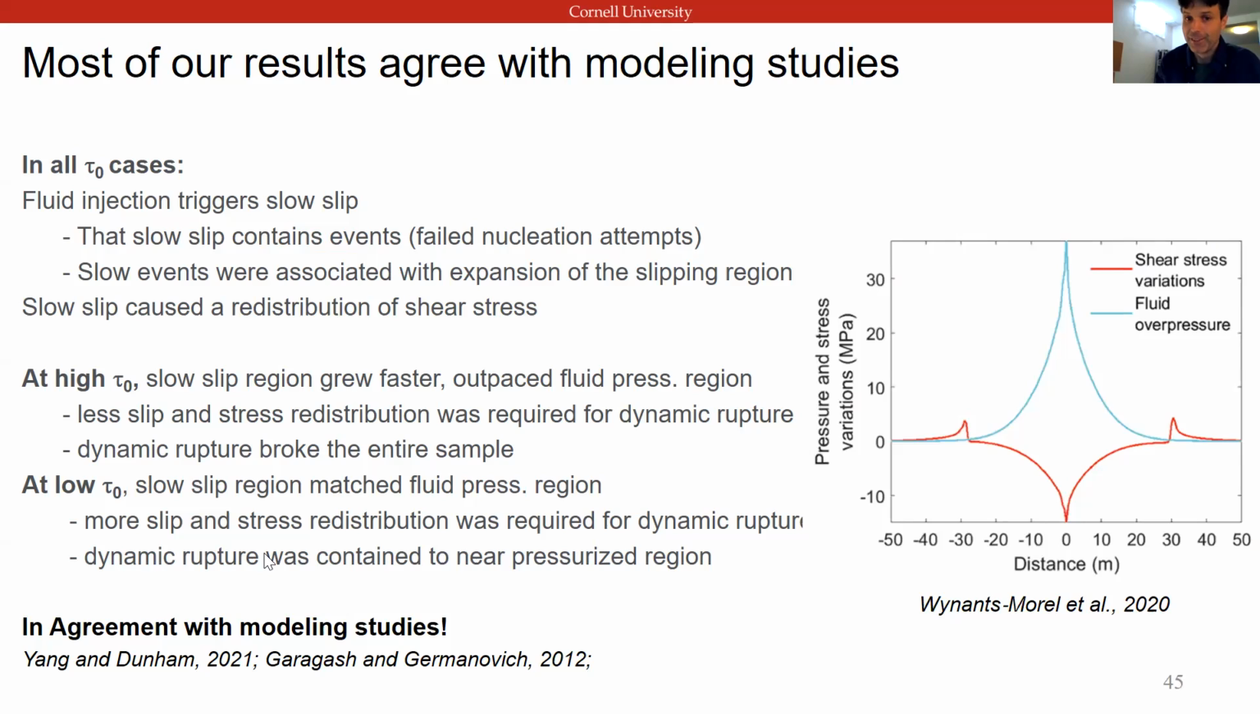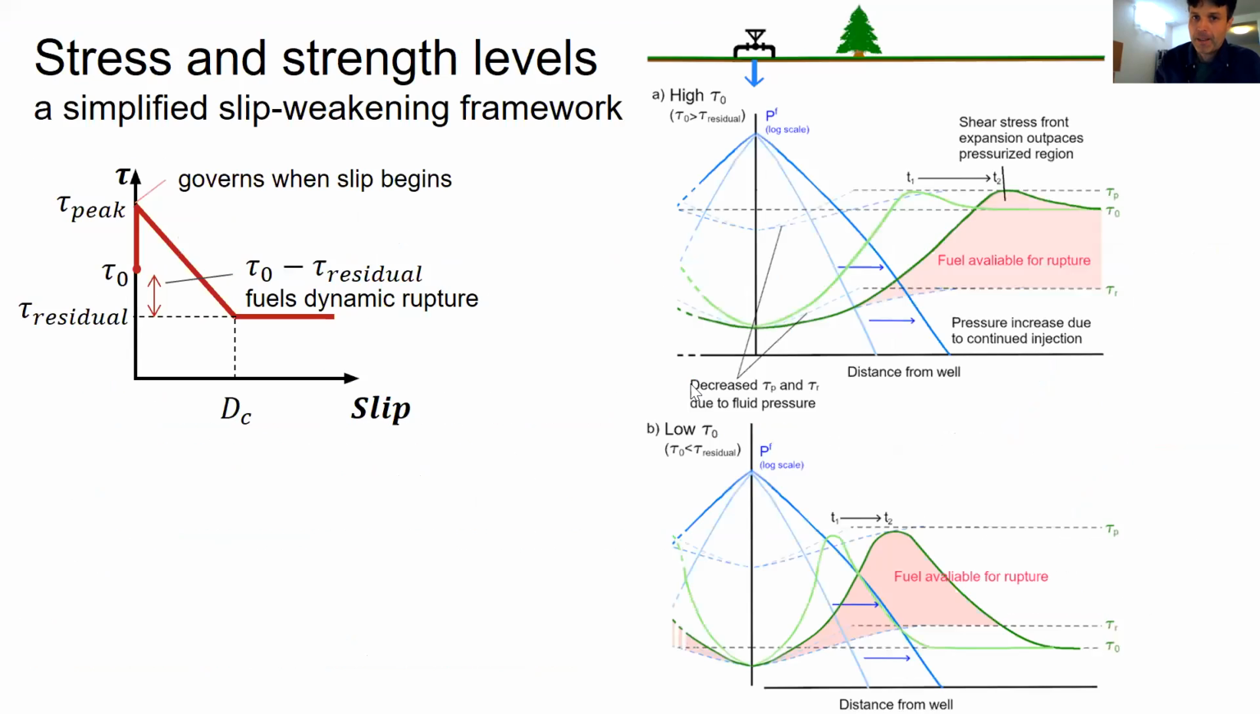And actually, all those results, except maybe these slow slip events that are occurring within the slow slipping region, have all been pretty well modeled. Like the faster expansion of the slow slipping region at higher shear stress, all this stuff is pretty consistent with models. And it paints this picture.